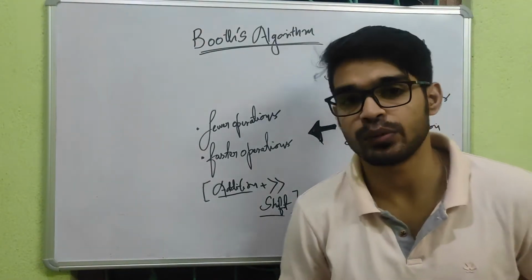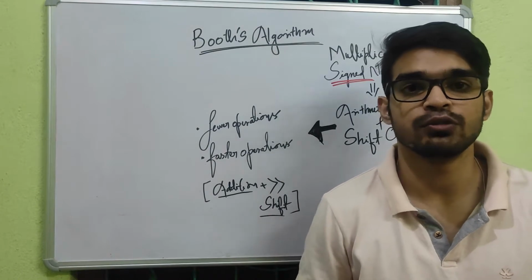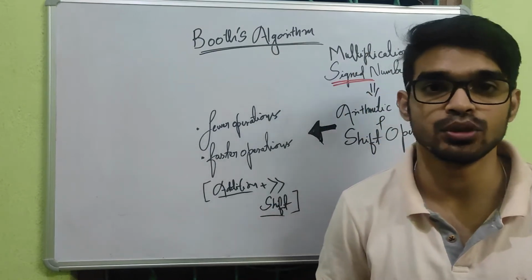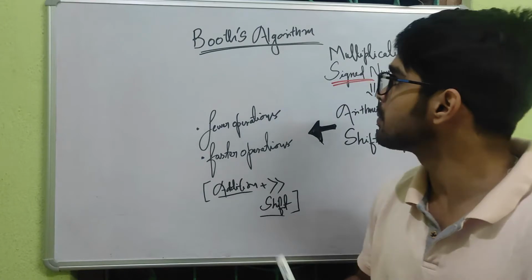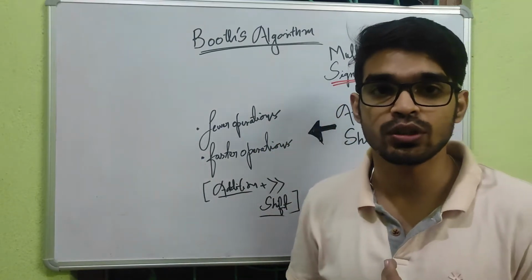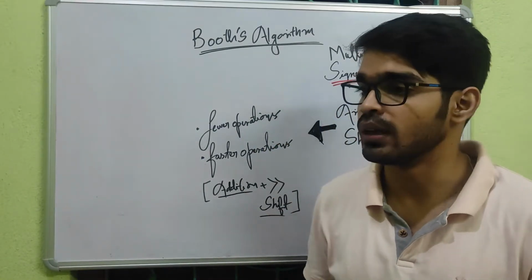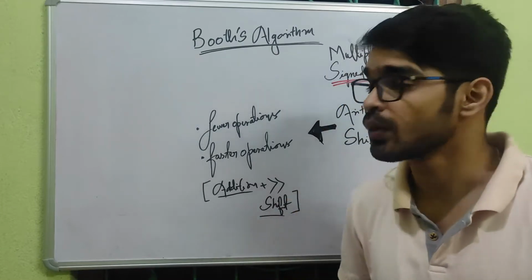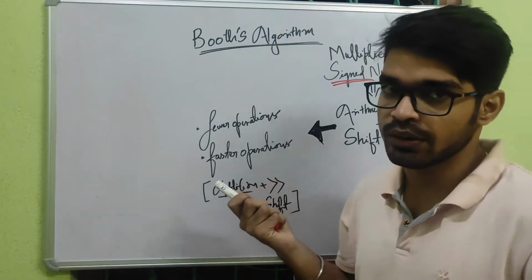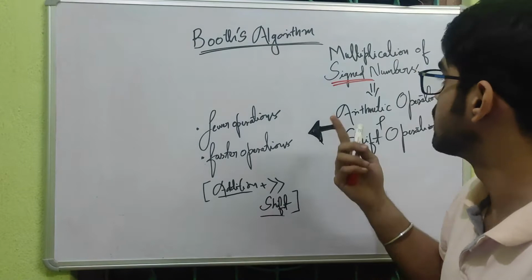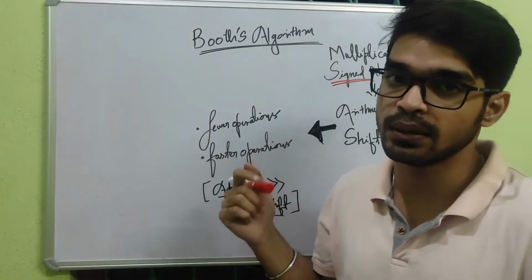Hi guys, we are back with another content, and today we will be discussing Booth's algorithm. Booth's algorithm is basically used for the multiplication of signed numbers, and unsigned numbers in a few cases as well. With the help of Booth's algorithm, we compute the multiplication of two signed numbers.